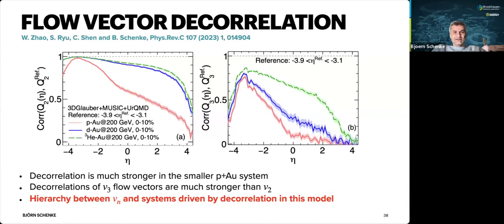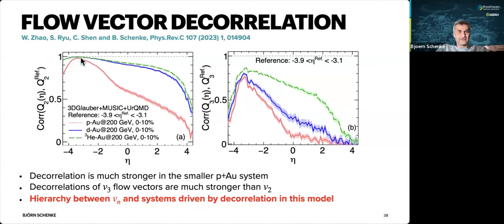So one important thing now is when you have this 3D structure, you have decorrelation of the flow vector. Flow vector just means the amplitude of the V2, say, but also the direction. So it's a complex number in principle that describes the direction and the magnitude of your flow. So this is for Q2, that's this vector, and Q3. And again, the reference is determined here between -3 and -4 or so. And so that means my Q2 as a function of eta is perfectly correlated with that, right? So we're close to 1.